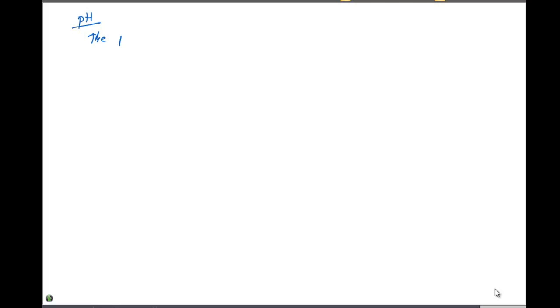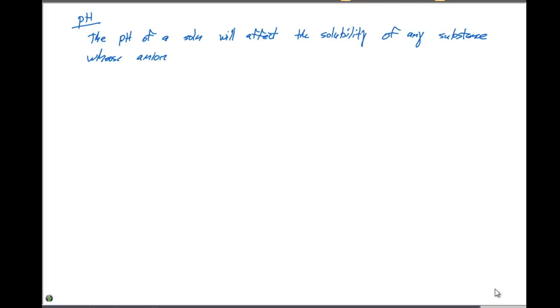The pH of a solution will affect the solubility of any substance whose anion is basic.